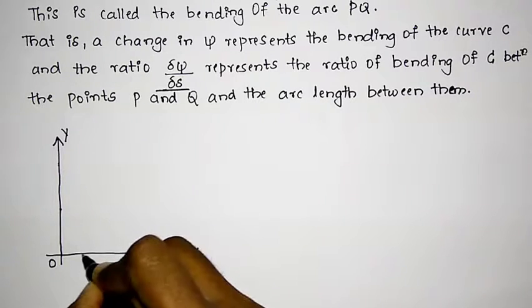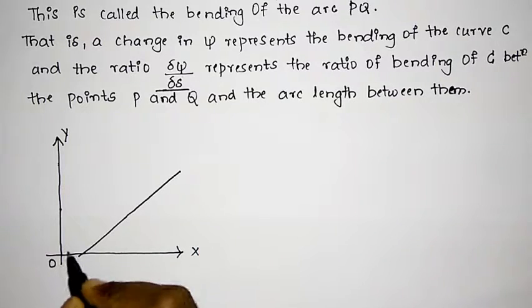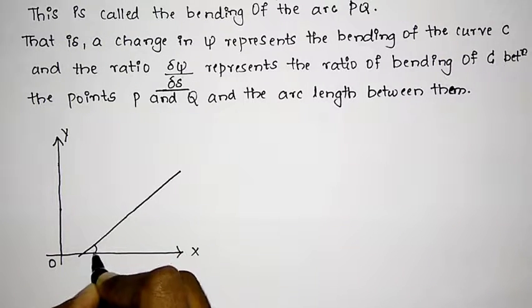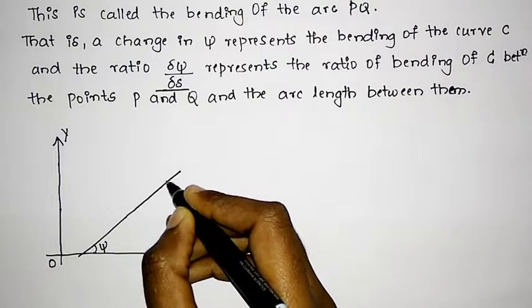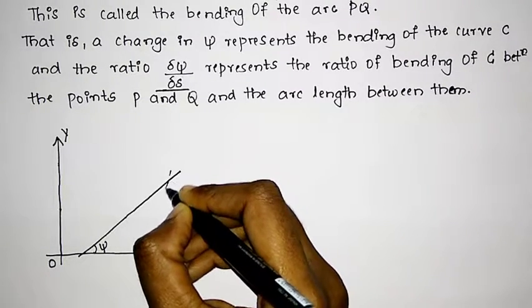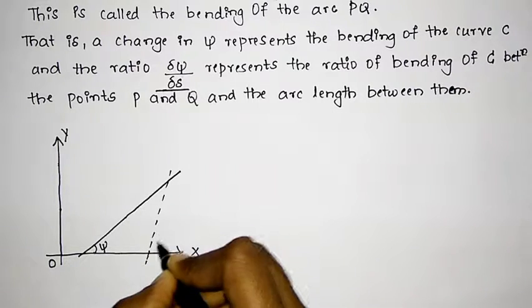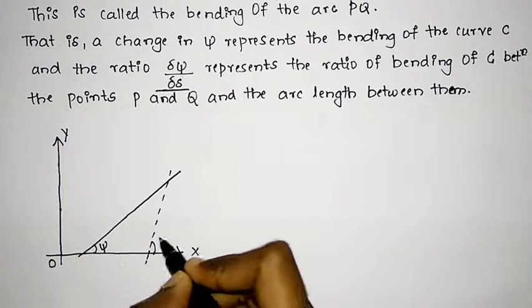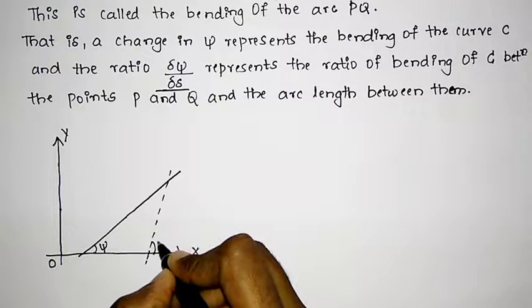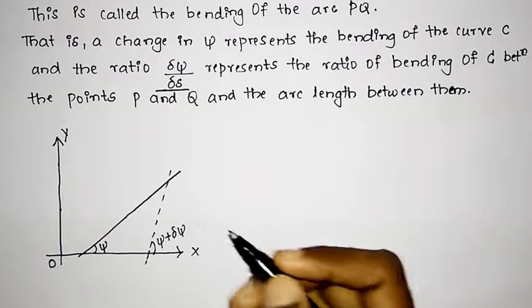Now we shall draw a line. This is the line. The angle made by this we consider as phi. Then we need to draw the tangent. This represents the tangent. As we have discussed earlier, the angle made by the line is phi and the angle made by the tangent is phi plus delta phi.